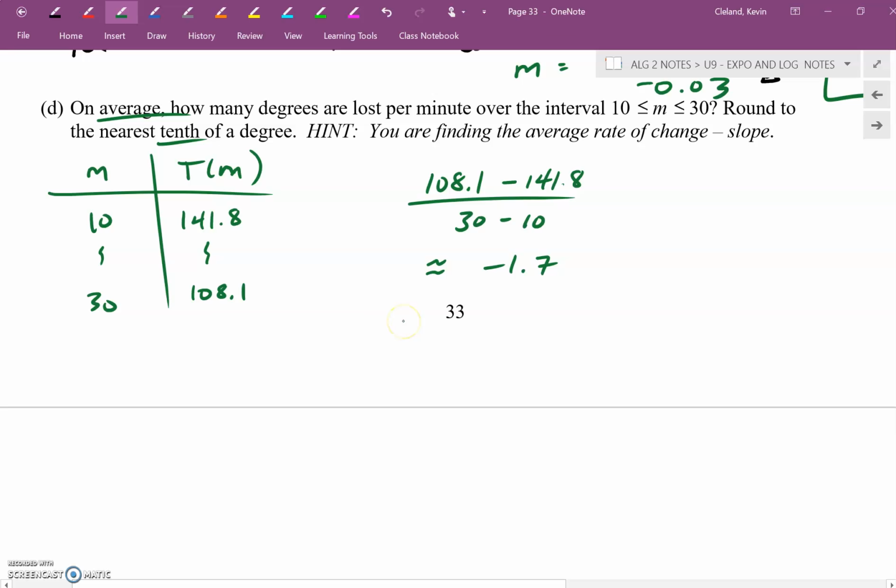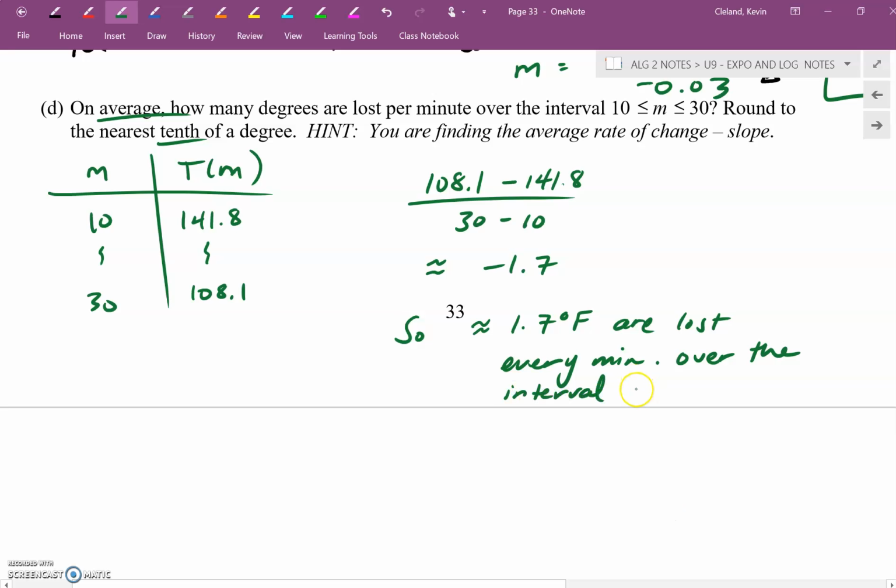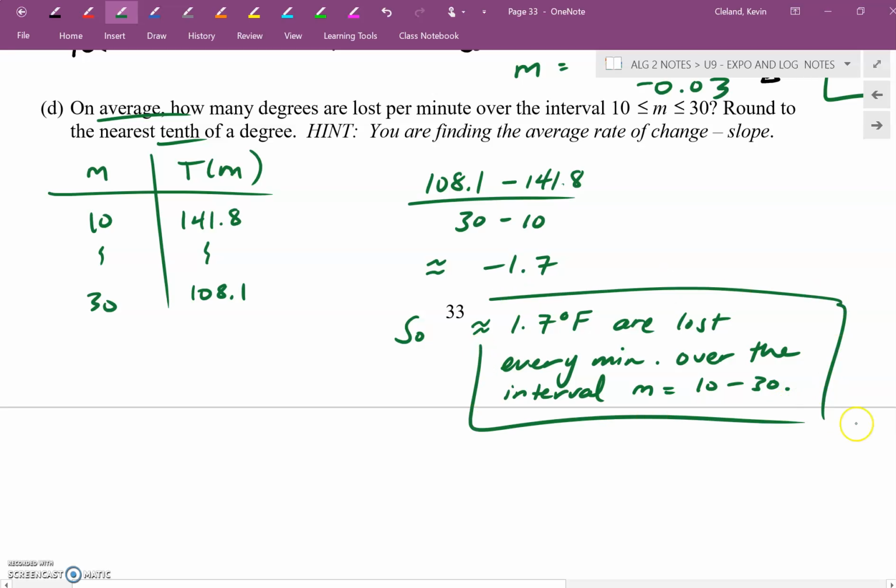The question is how many degrees are lost, so I'm going to drop that negative sign and say approximately 1.7 degrees Fahrenheit are lost every minute, but not forever. This is not a linear thing. So I'm going to say over the specific interval that they asked about, from 10 to 30. And that'll do. All right, that's all the time we have.